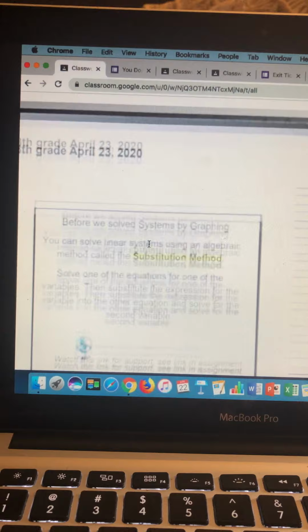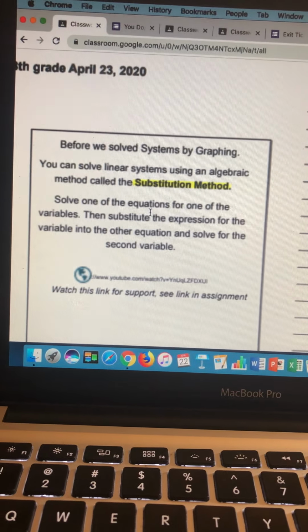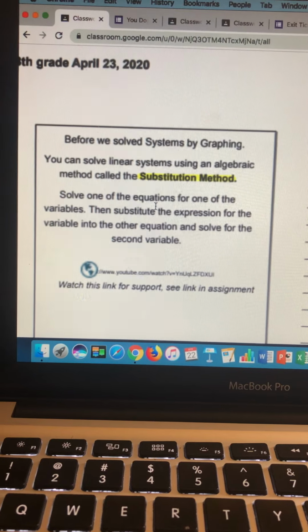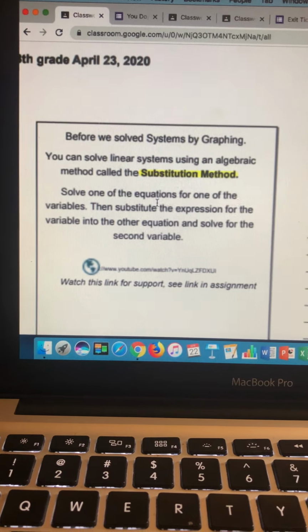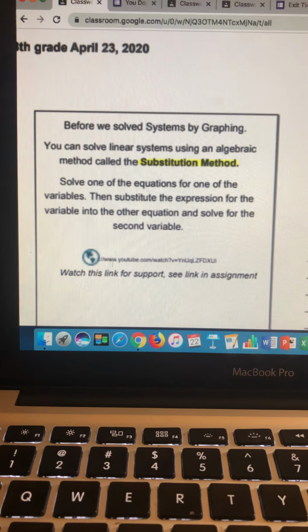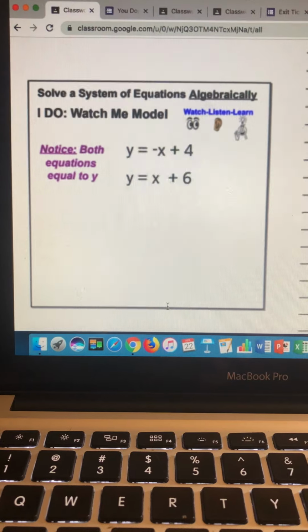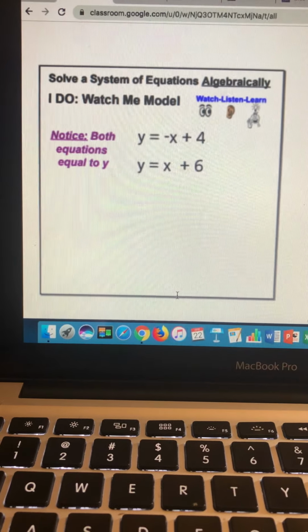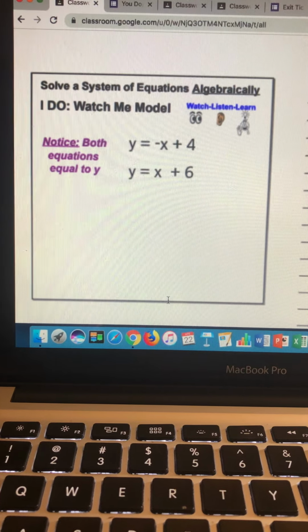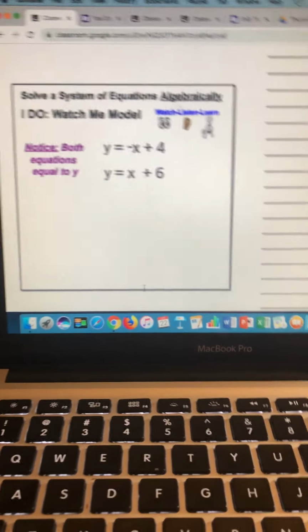Okay? So today we're going to be focusing on the substitution method. You are still identifying a solution to the system of equations, but instead of graphing, you're going to solve it algebraically. So there's the link again here for support if needed. And I'm going to model this for you now. So notice that the 2 equations in your system are both equal to y. So this is how we are going to use our substitution method.